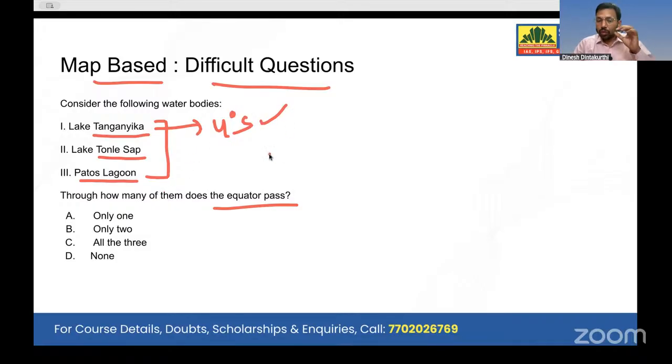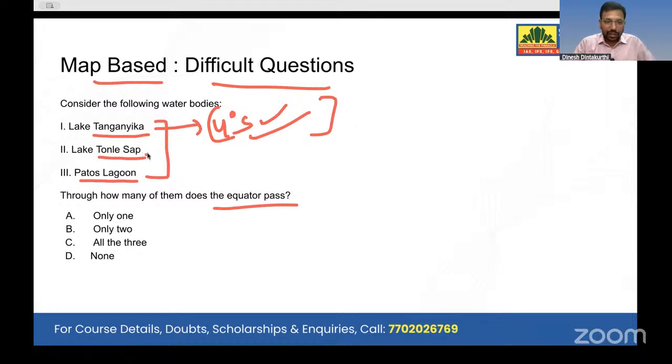But only if you open Google Maps and see, it won't be touching the particular equator. So how can we expect each and every lake in the world to open Google Maps and read? It's not possible. So you can't expect 100% of the questions to be solved in geography too. Sometimes you have to have a bit of luck, right?